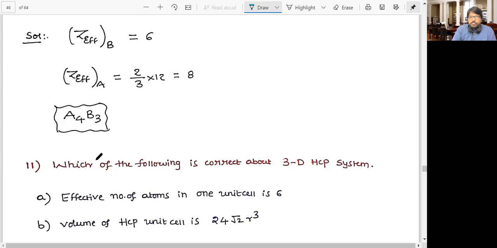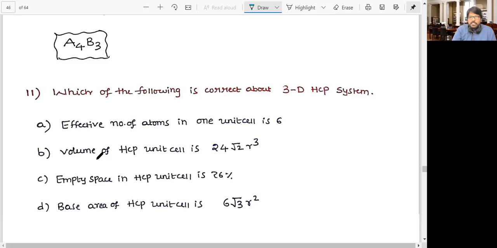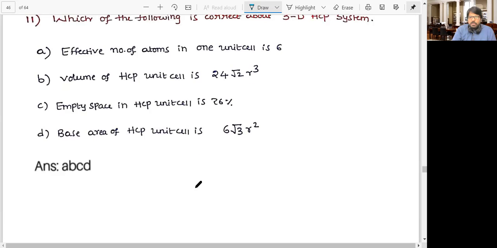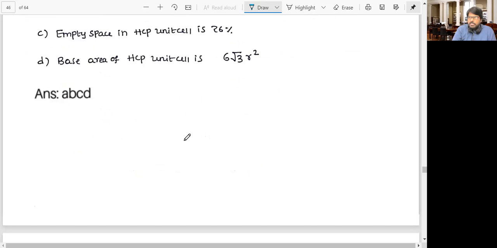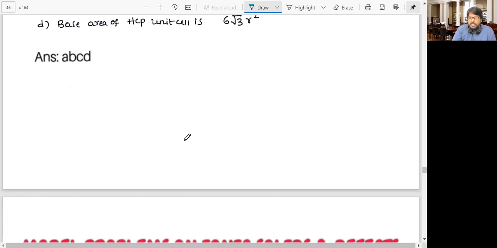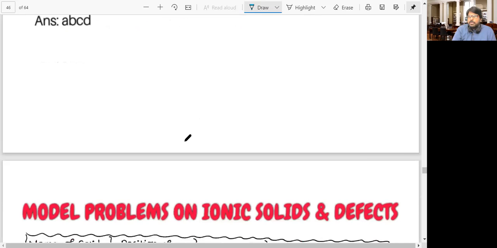And which of the following is correct about 3D? So that is also facts. These are all facts. And yes, these are the important models I felt in HCP. And in the next video, we'll be talking about some model questions on ionic solids and defects. This is the end of this video. Thank you very much.